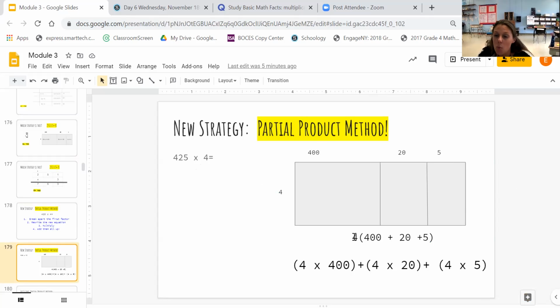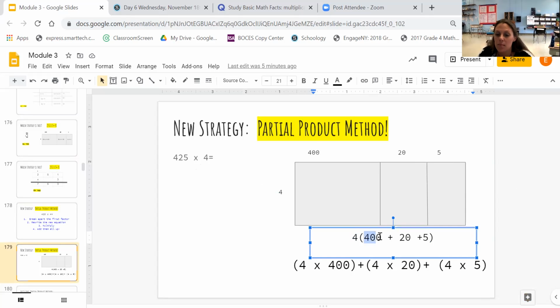So for example, what we're really doing is multiplying 4 times 400, 4 times 20, 4 times 5, and then we add them all up. How it helps me to remember, because parentheses mean to multiply, is I think 4 times 400, 4 times 20, 4 times 5, and then I add them all up. So underneath, I just showed you what that meant.